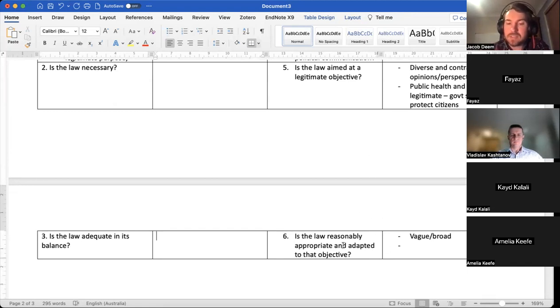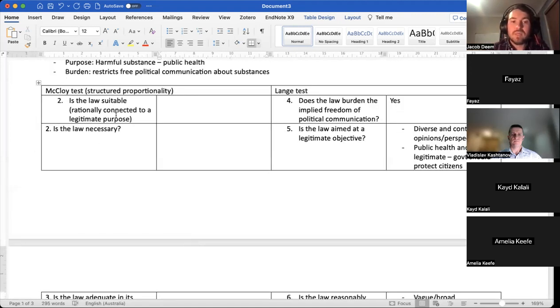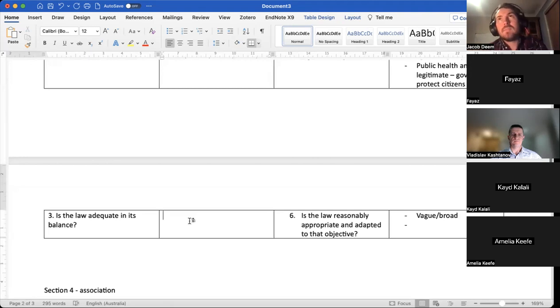Fundamentally, it's still the same idea. Is it reasonably appropriate and adapted? Is it adequate in its balance? We're undertaking a weighing and evaluation of the competing perspectives. But the difference is that, having been through these ideas of, is it suitable, and is it necessary, the argument is that this analysis about whether it's adequate in its balance should become easier or clearer.